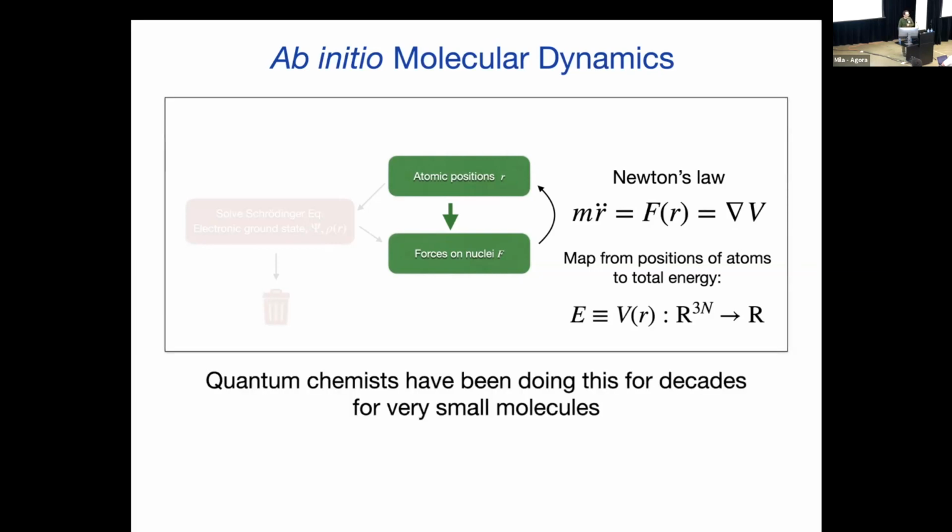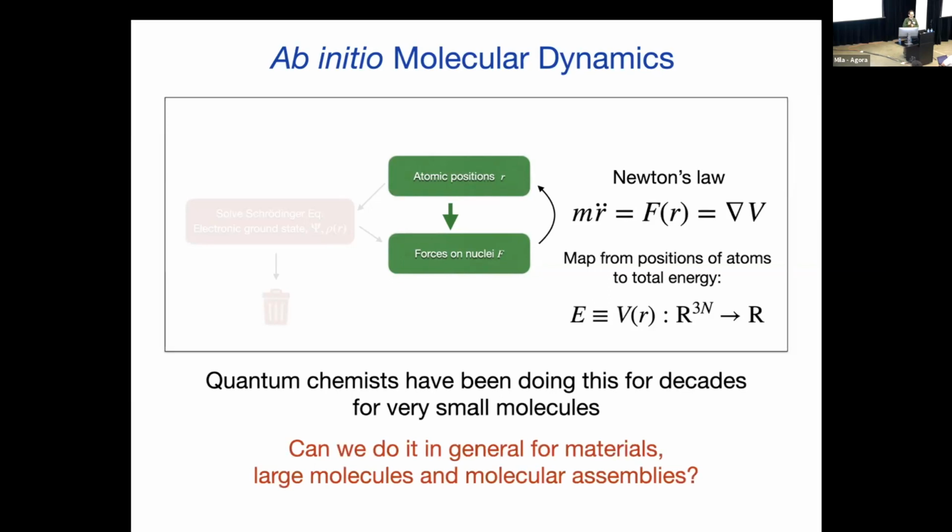The quantum chemists have been actually doing this for decades, since the 1970s, with very, very different techniques than what we are all engaged in here now. The problem is that those techniques do not scale. So they've been able to do it for just a few atoms. Those are exponentially scaling methods. And so the question really is how to do this in general, for materials, for large molecules, for molecular assemblies.